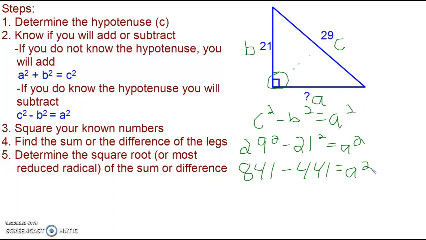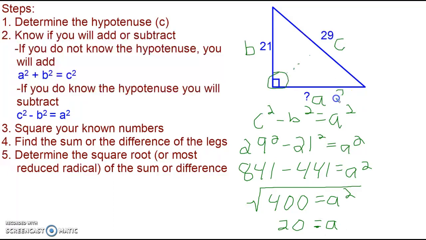And then when we find the difference of 841 and 441, we get 400. 400 is equal to A squared. Now remember, we're not finding A squared, we're finding A, so we need to do the opposite of square, which is the square root. The square root of 400 is 20. So we get that A, our missing leg, has a length of 20.